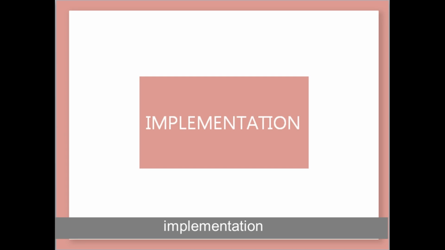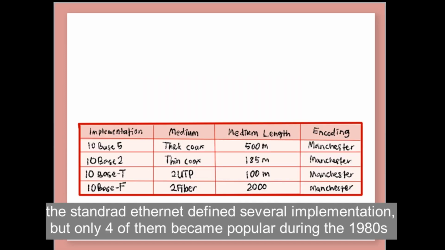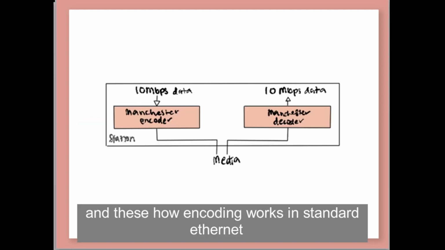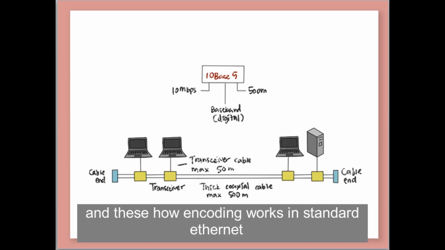Implementation. The standard Ethernet defines several implementations, but only 4 of them became popular during the 1980s. This table shows a summary of standard Ethernet implementations. And this is how encoding works in standard Ethernet.